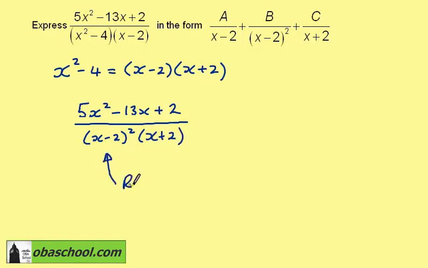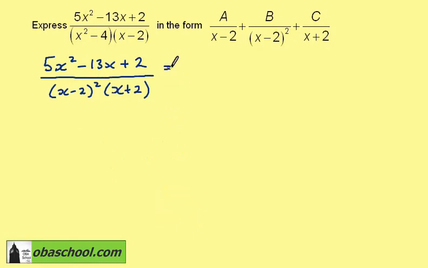What we have here is a factor which we say is repeated as it appears more than once, and this identifies this as a type 3 partial fraction. So the (x − 2) squared is dealt with as a over (x − 2) plus b over (x − 2) all squared, whereas the linear factor is dealt with in the usual way.